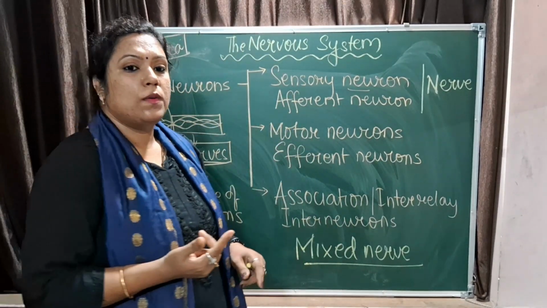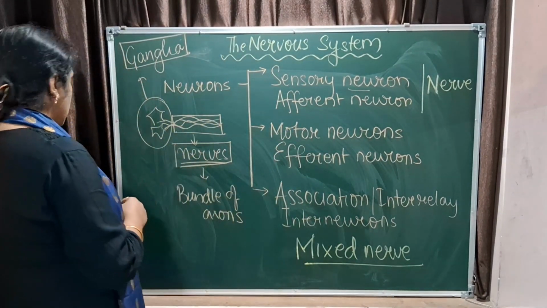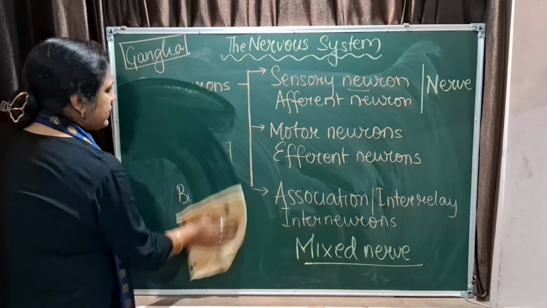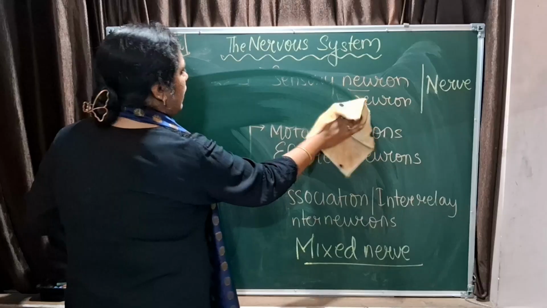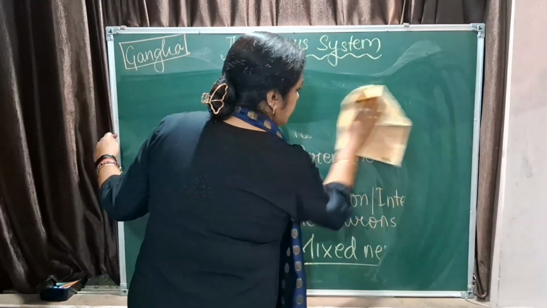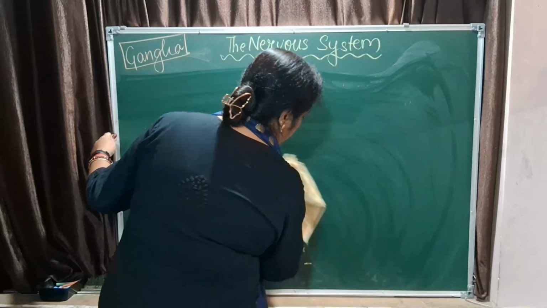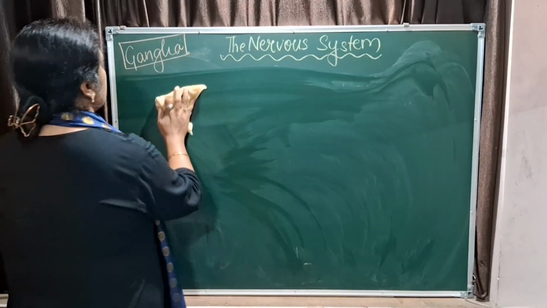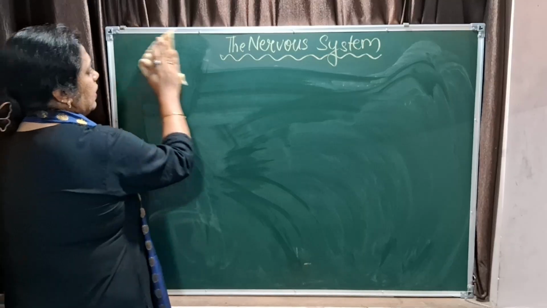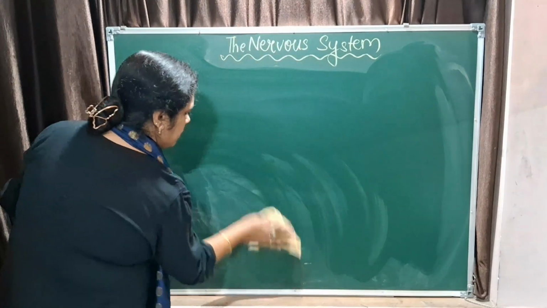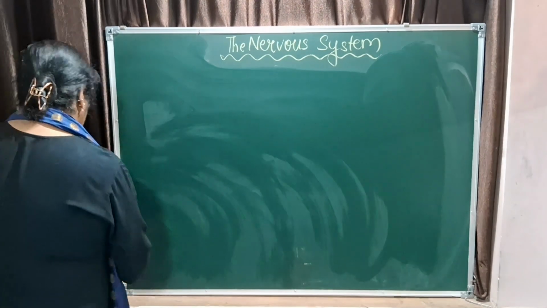Let us quickly go to the arrangement of these neurons, and that will explain a little bit of reflex action. Then after we are done with these words, we will go to the brain. Next, what we will talk about is the arrangement. Okay, so let us see what happens.